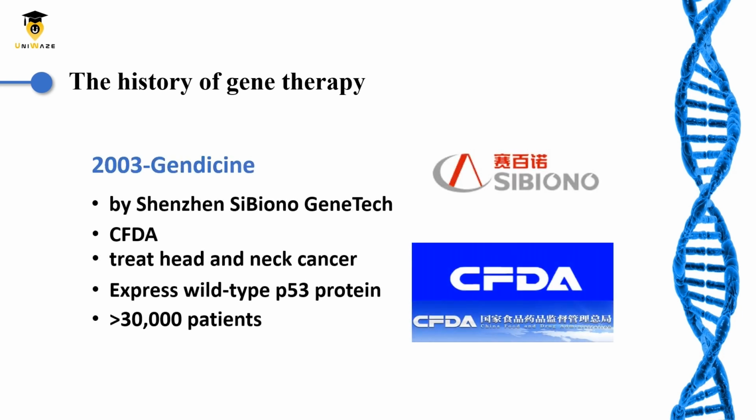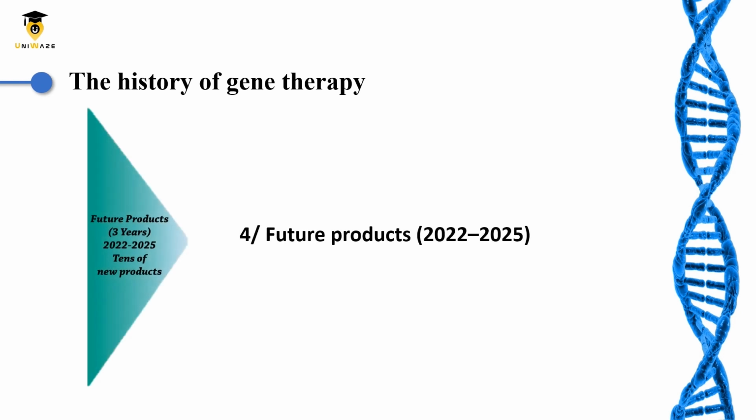Gendesin, the first gene therapy drug to be approved in China. Since then, more than 3,000 people suffering from head and neck cancer have been treated with this medicine. The fourth phase of this path is related to the future of gene therapy.